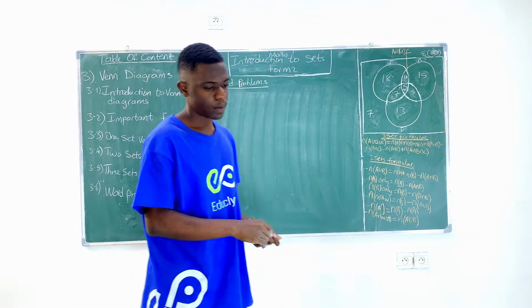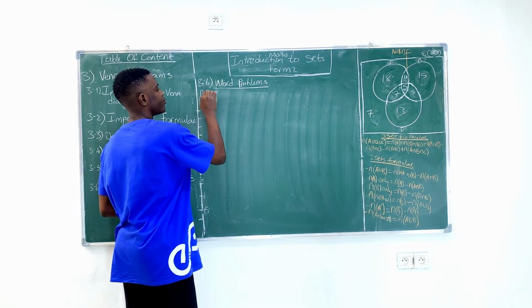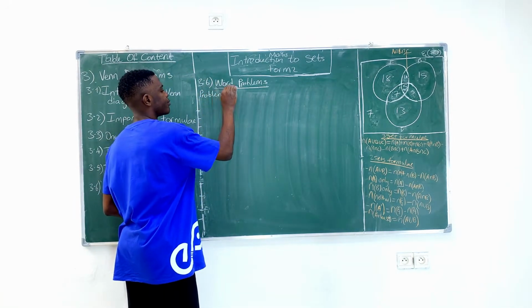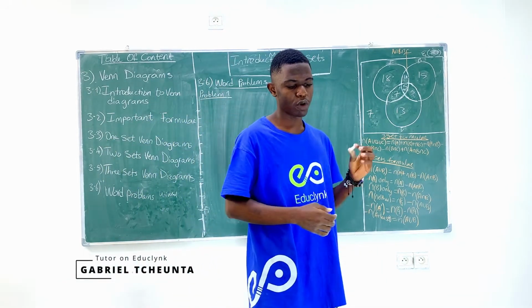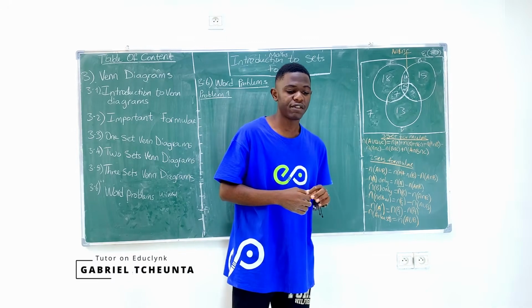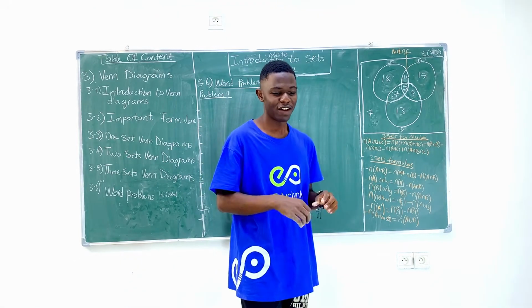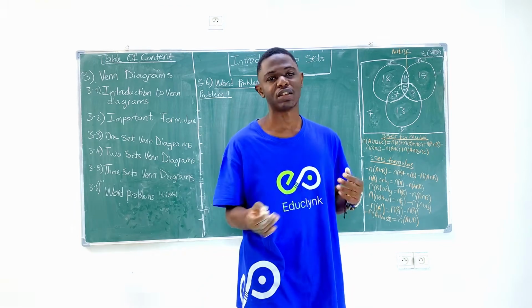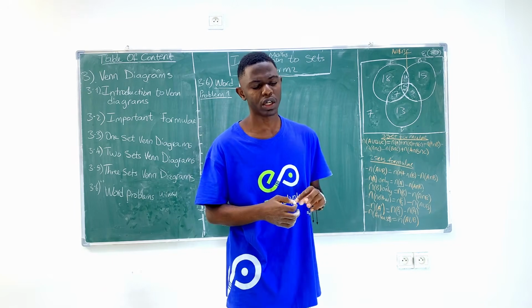Okay, so word problems. Question 1. In a class of 40 students, 25 have a brother, 20 have a sister, and 5 have neither. How many have both a brother and a sister?